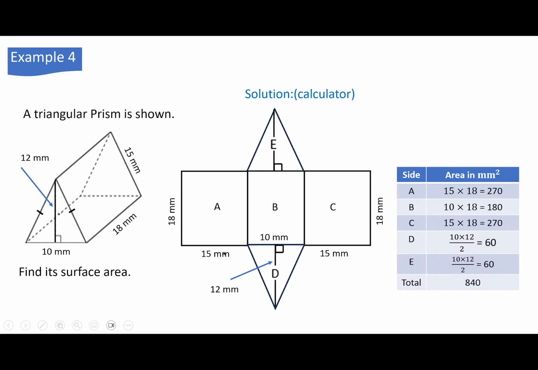A is 15 by 18. B is 10 by 18. C is 15 by 18. Now comes D, that's now a triangle. You have to put the half, okay? Don't forget the half. It's 10 times 12 divided by 2. And E, the same thing. And then you add them up, you get 840 square millimeters.